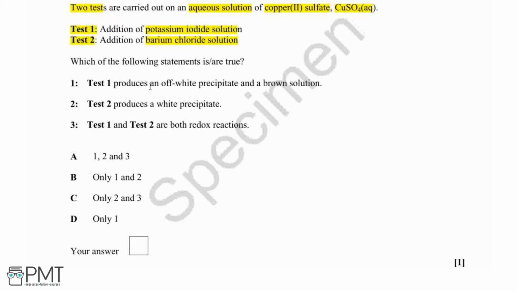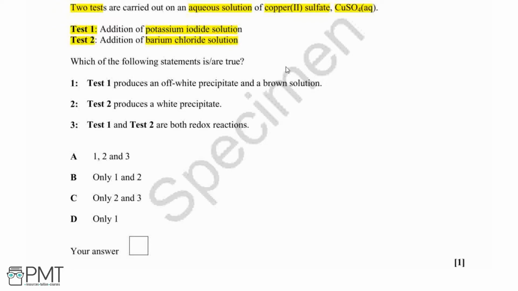So let's think about what happens during each of these tests. These are some of the test tube reactions that you need to learn, so these are some recall style questions here. The first one to think about is going to be our addition of barium chloride solution.